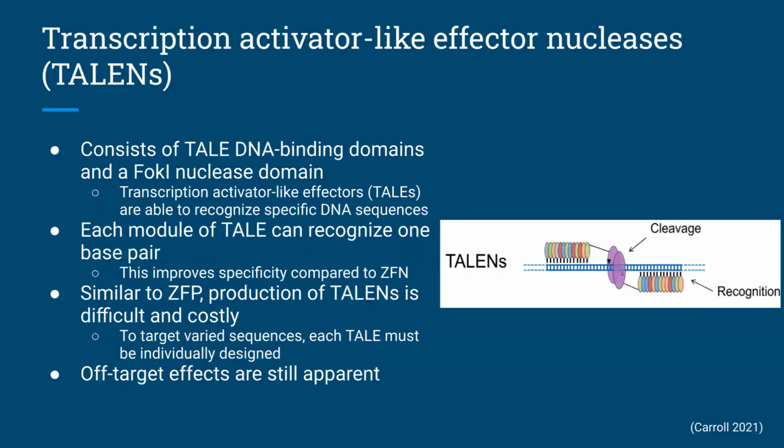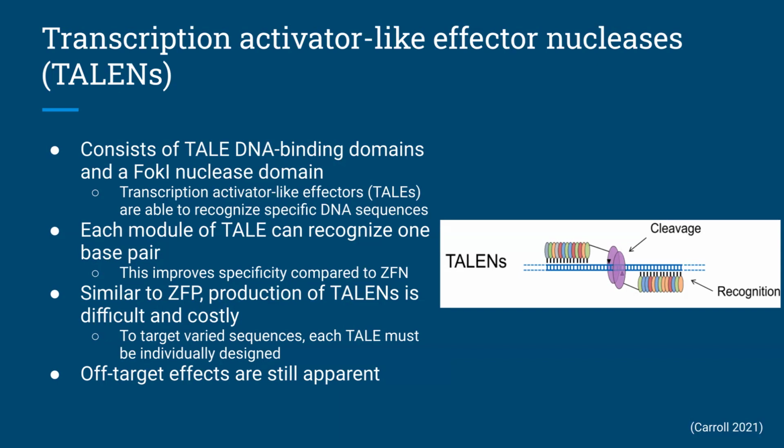And then that leads us to TALENs, or transcription activator-like effector nucleases. So this consists of TAL DNA binding domains in the same enzyme as the FokI nuclease domain. TAL stands for transcription activator-like effectors, and these are able to recognize specific DNA sequences as well. Now, the difference was that these TALs can recognize one base pair. So it's not triplets anymore, but now we can go to one base pair.